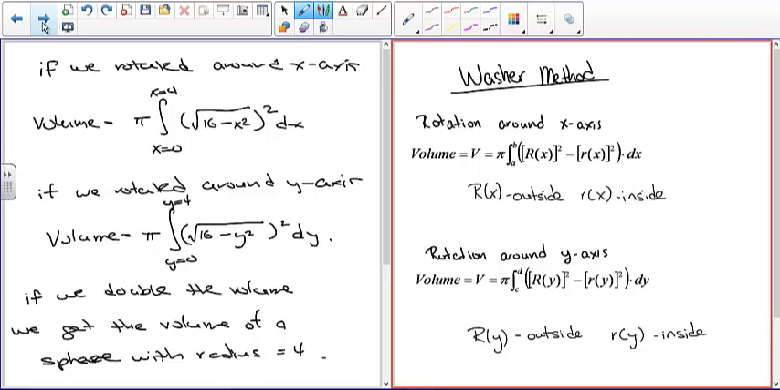And if you're rotating around the y-axis, then you have to have both of the functions in terms of y instead of x, and you have to have the limits. The limits are in the y direction. So capital R of y is the outside radius relative to the y-axis, and small r of y is the inside radius.